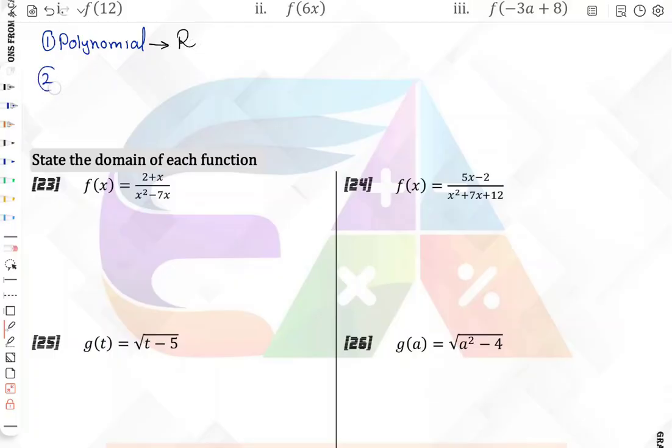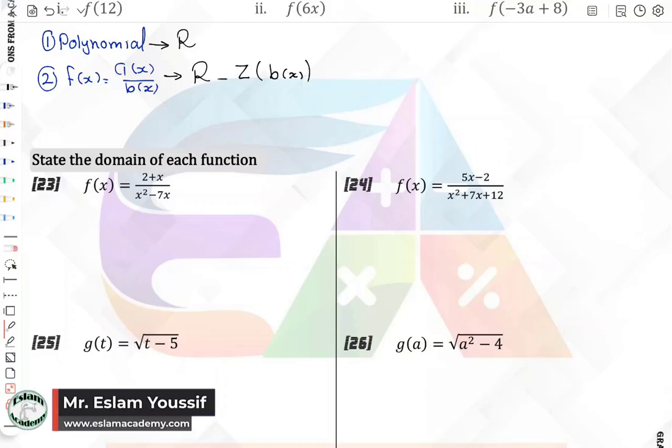The second type of function that we have, f of x equals a of x over b of x, is a function which is written in the form of a fraction. The domain will be all of the numbers except the zeros of the denominator. I need to remove the values which make the denominator equal 0.